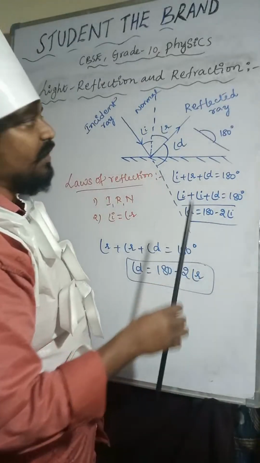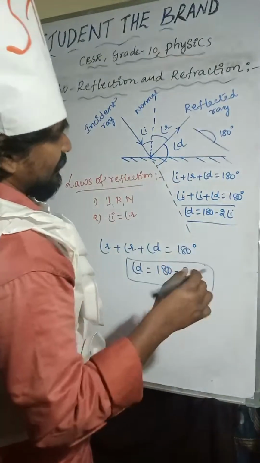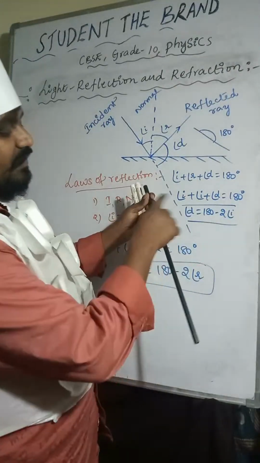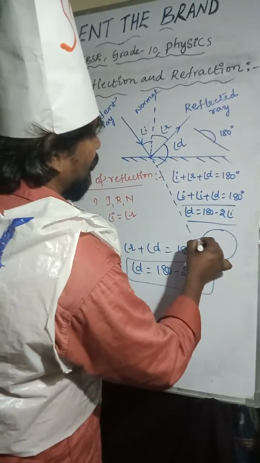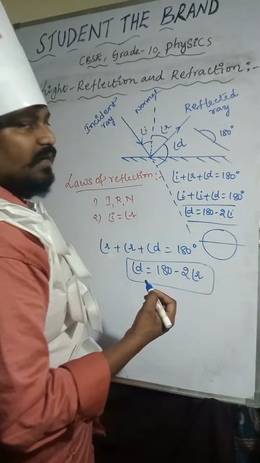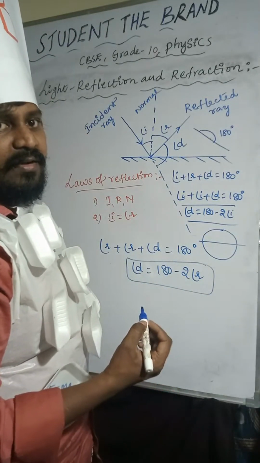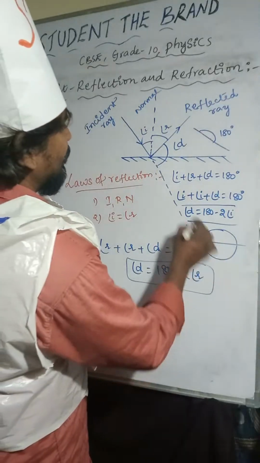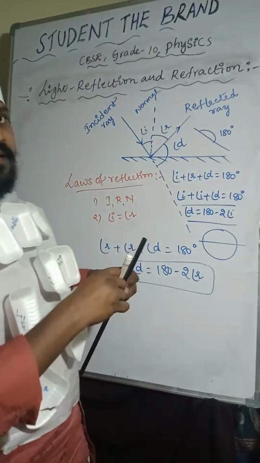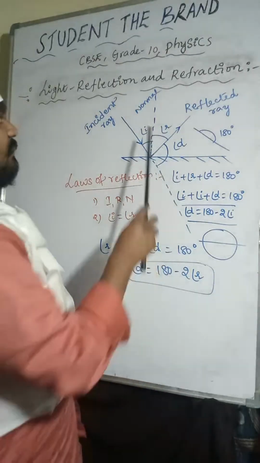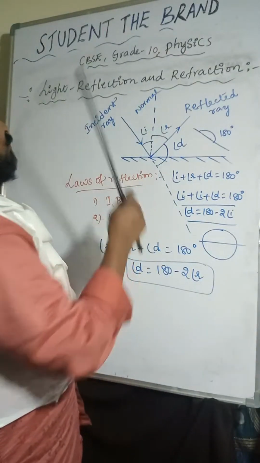So this is a linear angle, right? How much is a linear angle? Half circle. If you take the complete circle, half circle is 180 degrees. That's why it is a linear angle, and that's why I'm considering it like this. This complete angle is 180 degrees.